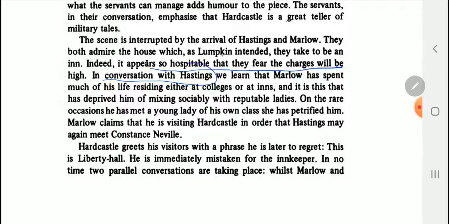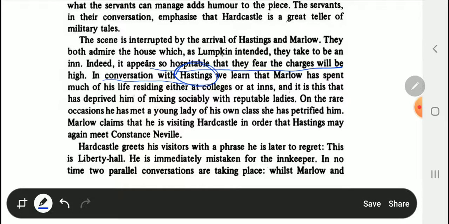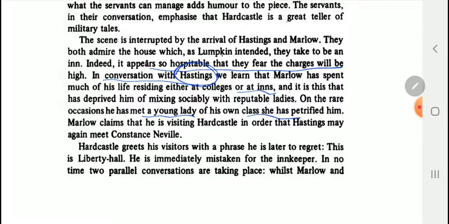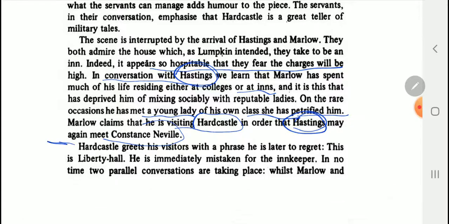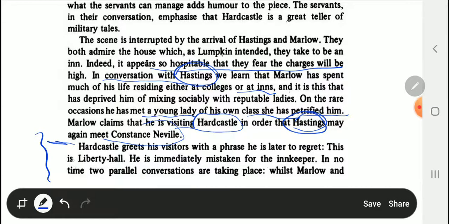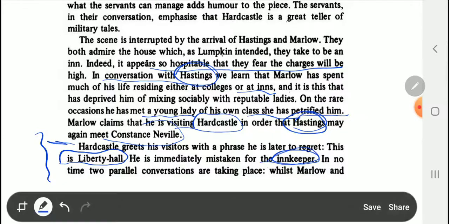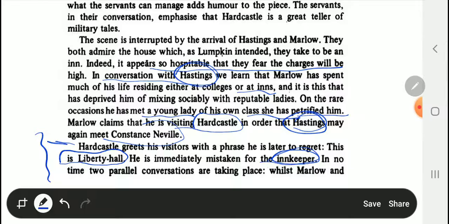Let's see here. In conversation with Hastings, we learn that Marlowe has spent much of his life residing either at colleges or at inns. And on the rare occasions he has met a young lady of his own class, she has petrified him. Marlowe claims that he is visiting Hardcastle in order to let Hastings meet Constance Neville. So Hardcastle welcomed the visitors, and he showed them their way to the place to get some sleep. And he told them that this is a Liberty Hall, and he is immediately mistaken for the innkeeper. So Marlowe knew that Mr. Hardcastle is an innkeeper because Tony told him this.